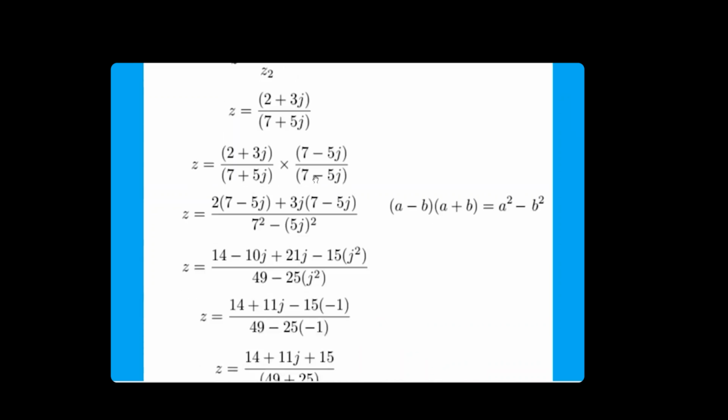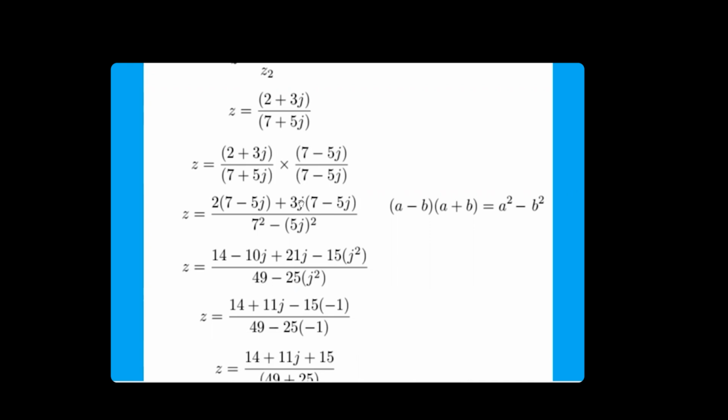Suppose we want to divide two complex numbers, z1 and z2. Let z1 be 2 plus 3j and z2 be 7 plus 5j. How do we start the division? The first important step is to multiply and divide the number by the complex conjugate of the denominator. The denominator is 7 plus 5j, so we multiply and divide by its conjugate, which is 7 minus 5j. This is the first step.